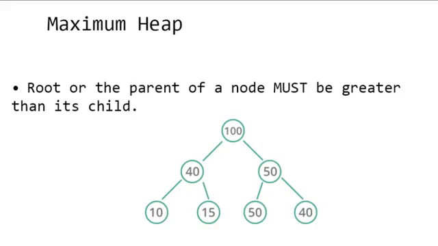Next, this one is the total opposite of the minimum heap. The root or the parent of a node must be greater than its child. So it's 100, then the children are 40 and 50. 40 and 50 are lower than the parent.